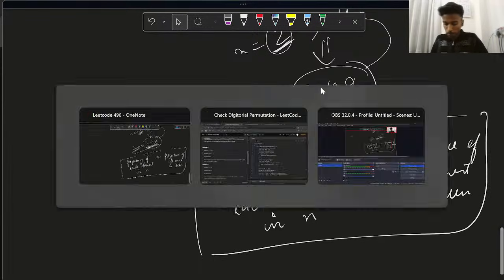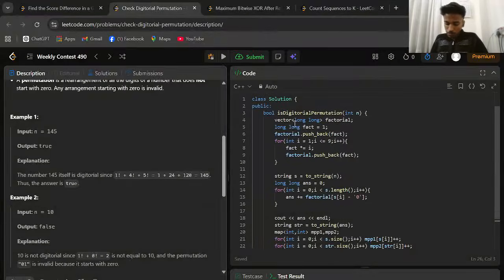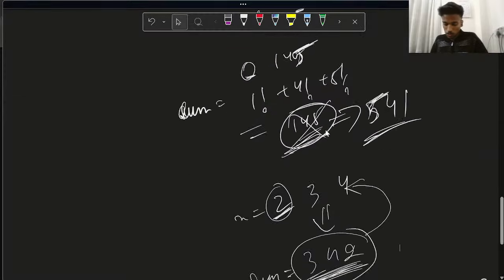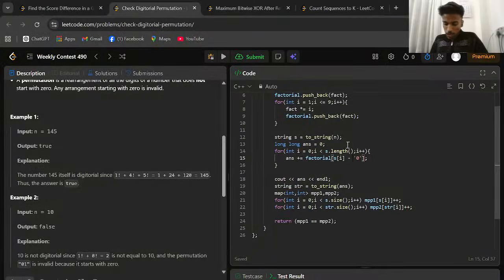So this will be our approach. I have created a factorial array to store the factorials beforehand. I am converting n to a string so that I can know the digits, because I have to keep track of the frequency of digits also. And I have to calculate the sum also. This answer is the sum variable.